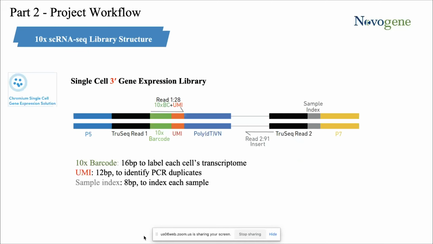Next, I would like to briefly talk about the library structures for single-cell RNA-seq. Shown on this slide is a single-cell 3' gene expression library structure. On this library, the 16 base pair 10x barcode and 12 base pair UMI will be sequenced in read-1 cycles, and the transcript will be sequenced in read-2 cycles. We use single indexing strategy. Therefore, each library will have 4 8 base pair I7 indices. For downstream analysis, at least 28 base pairs of read-1 and 91 base pairs of read-2 are required.